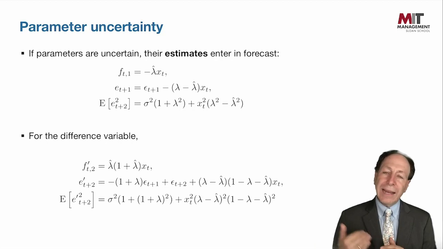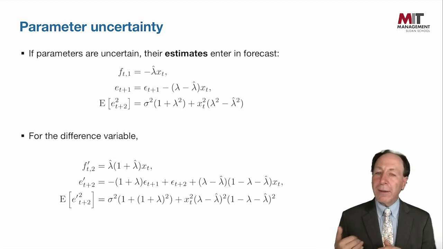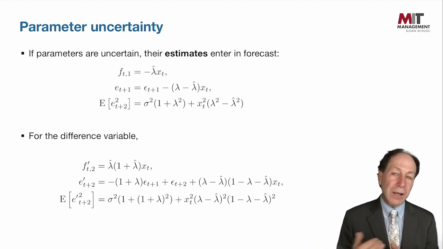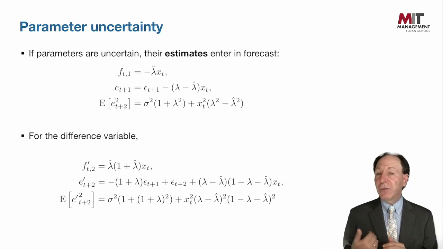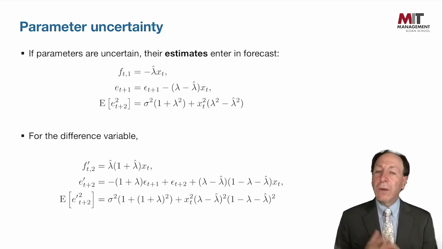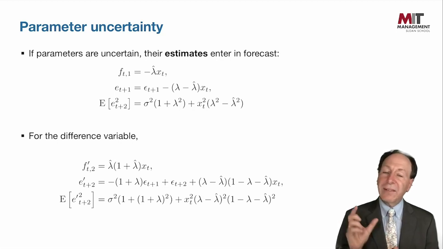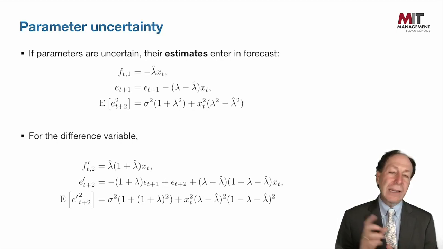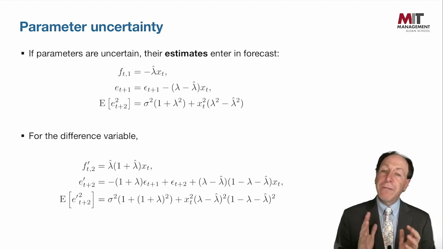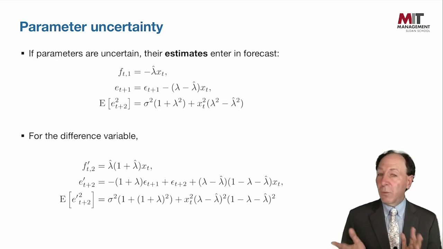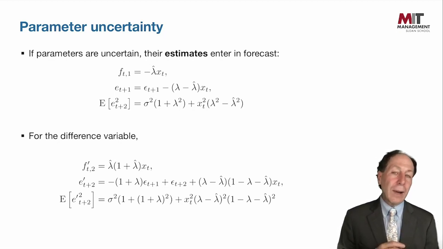And of course, lambda hat is not the true lambda. The process evolves according to the true lambda, but our forecast is made using our best estimate of lambda, which is lambda hat. So the forecast error in this case has a new term that depends on lambda minus lambda hat. It vanishes in the event that we have estimated the parameter correctly, but otherwise we have an extra term.